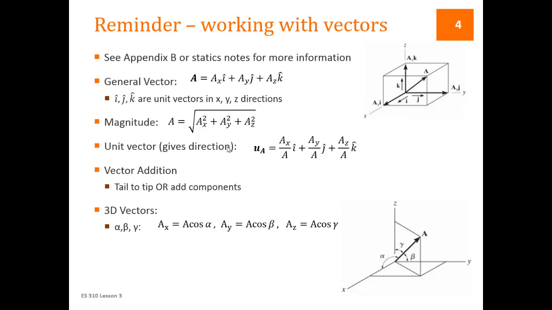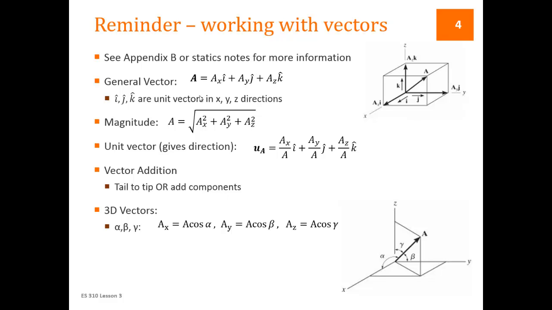You'll probably remember from statics we did a lot of vector addition. There are 2 ways to do this. You can do tail to tip. So you line up all your vectors tail to tip, and then you connect the tail of the first one to the tip of the last one, and then use geometry to find the length and direction of that vector.